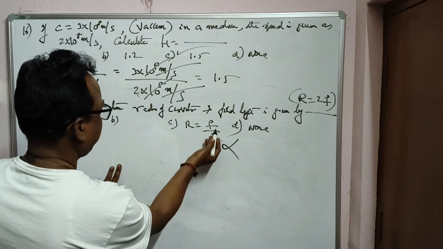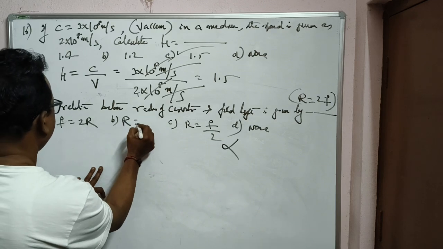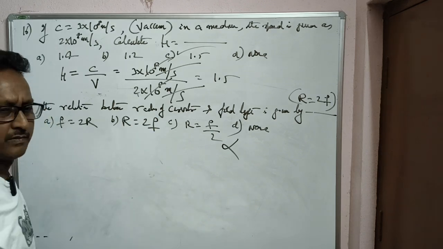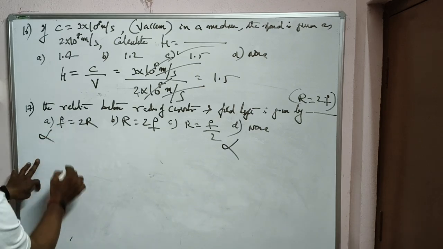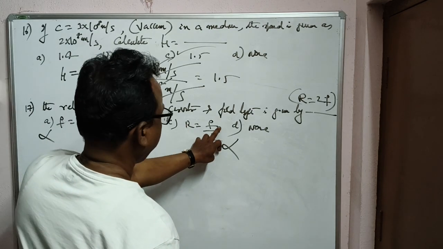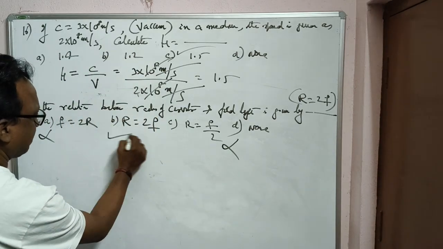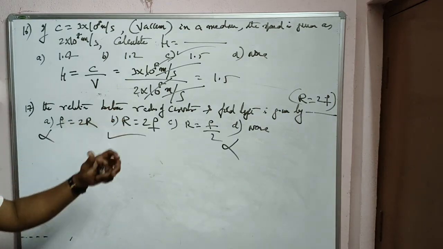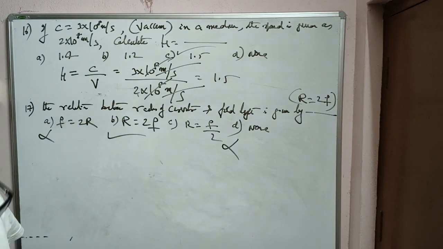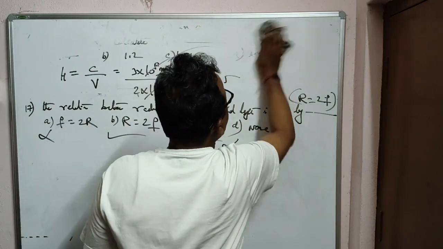R is equal to 2F. Yes, I have to write the answer also, right? R is equal to 2F. So these are the given options here. F is equal to 2R is a wrong answer. 2R is equal to F, that is also a wrong one. R is equal to 2F, or R by 2 is equal to F, radius of curvature is 2 times focal length. This is the right answer. The relation between radius of curvature and focal length, please. That is the 17th one, please.